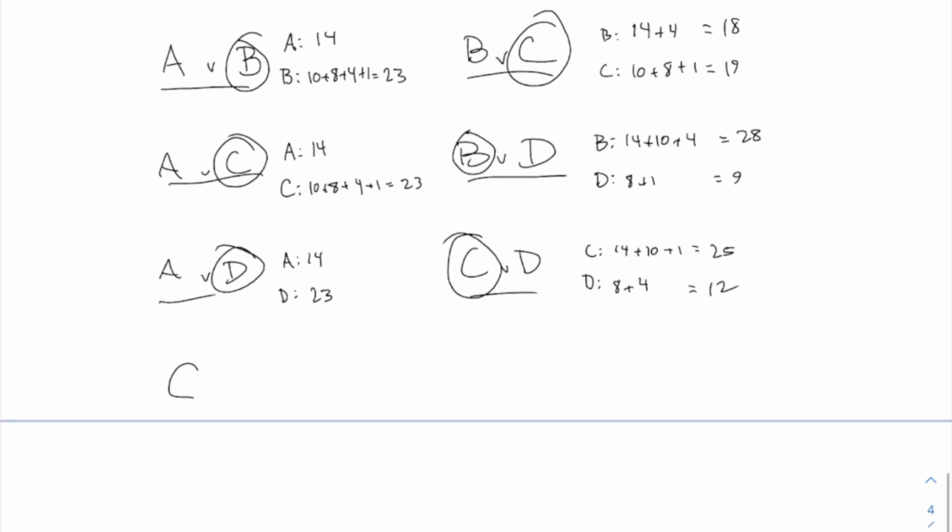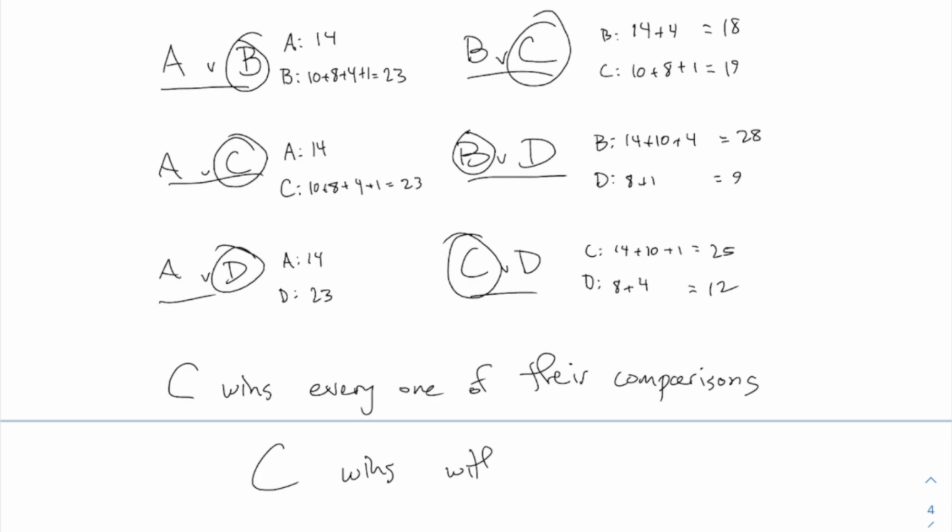So C wins every one of their comparisons. Is it possible that someone else could also win every one of their comparisons? No. Could we just prove that there cannot be 2 different Condorcet winners? So there's only one. It's C in this case. So C wins with Condorcet's method.